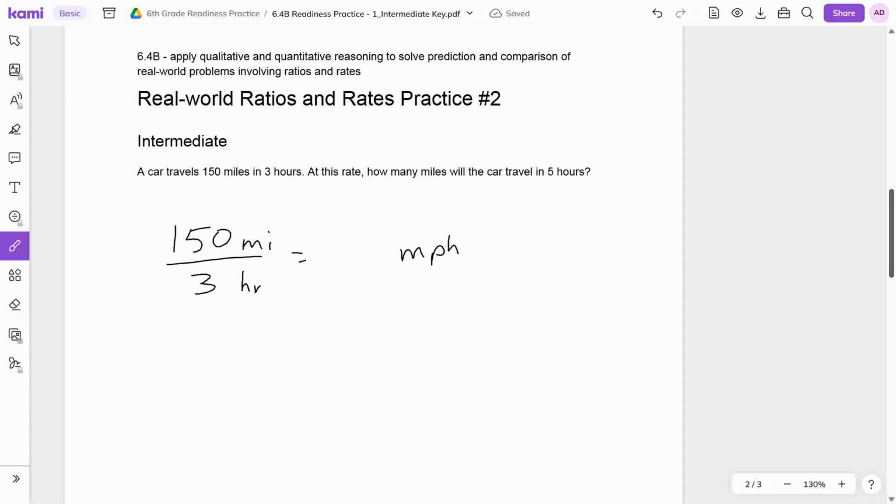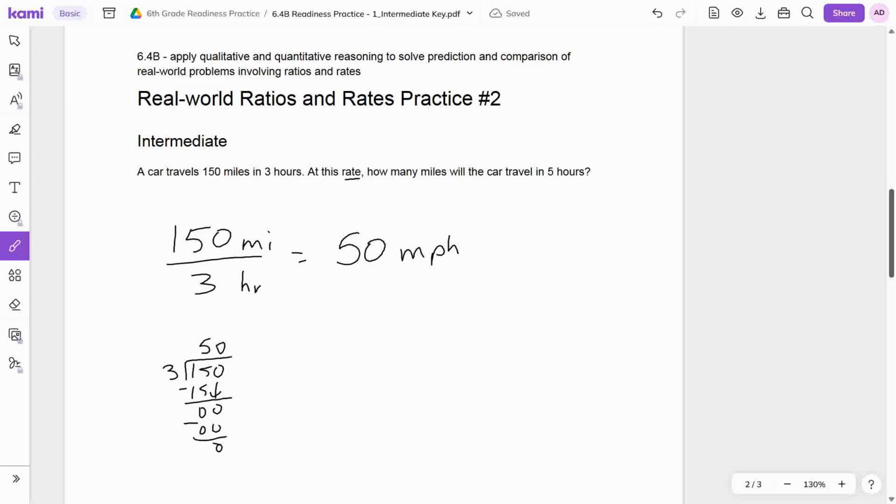So what is 150 divided by 3? So that's going to be 5. That's 15. Let's grab that 0. So 50, all right, that makes sense. So that's 50 miles an hour, 50, 100, 150. So at this rate, so there's my unit rate, how many miles will the car travel in 5 hours?